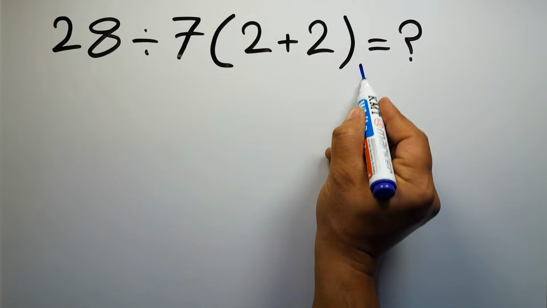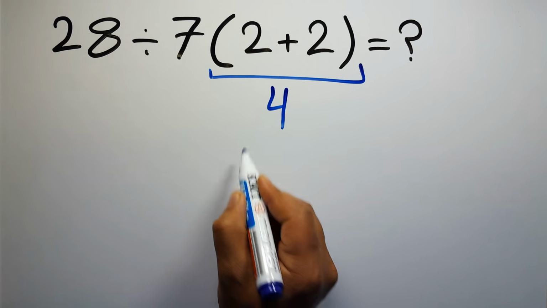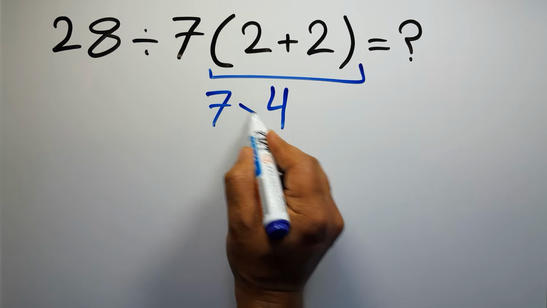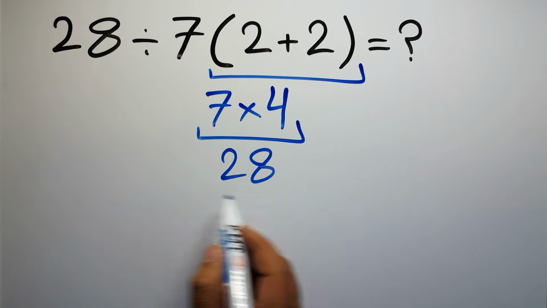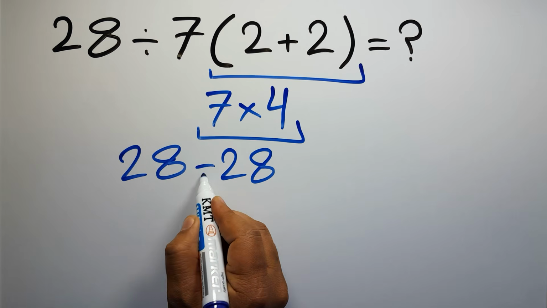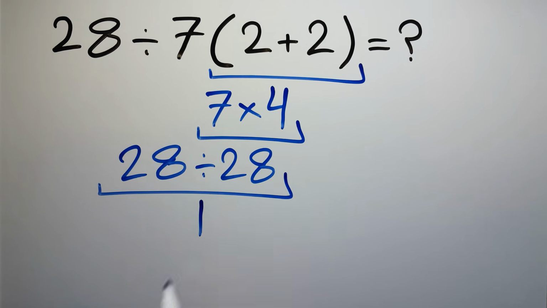2 plus 2 gives us 4. And 7 times 4 equals 28. So 28 divided by 28 is just 1. But this answer is not correct.